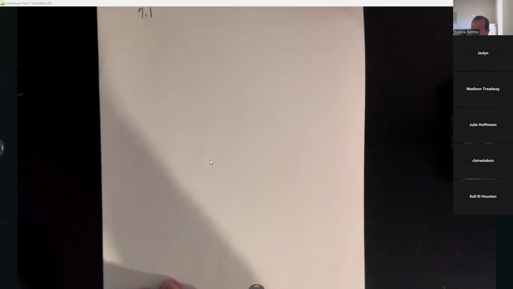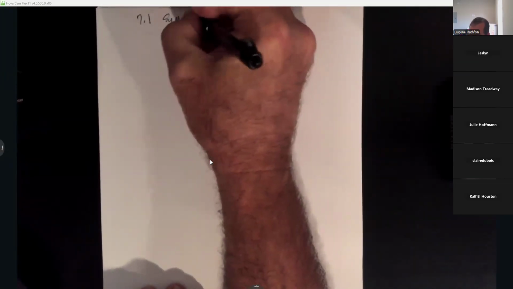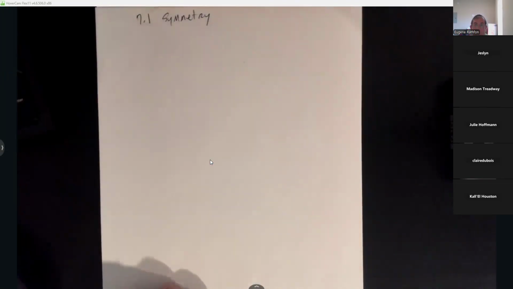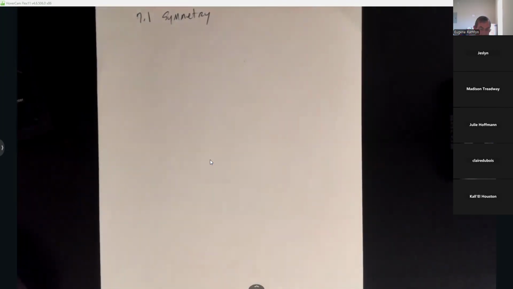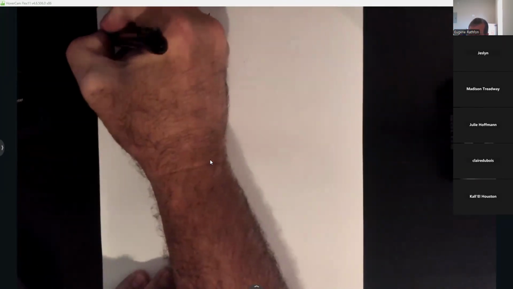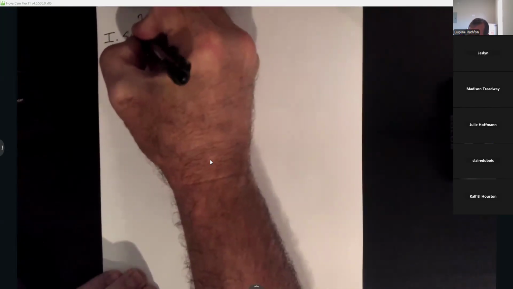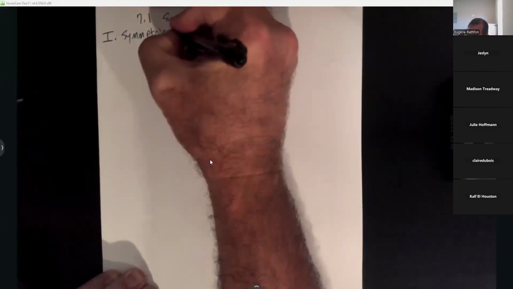All right, y'all. So 7.1 is going to deal with our symmetry. All right, so there's three types of symmetry we're going to look at in this section right here. So the first type of symmetry is what we call symmetric to the y-axis.